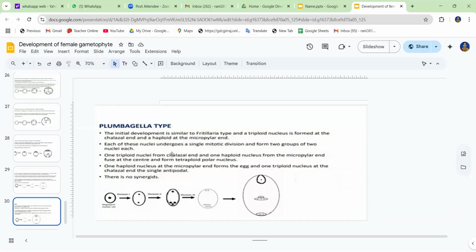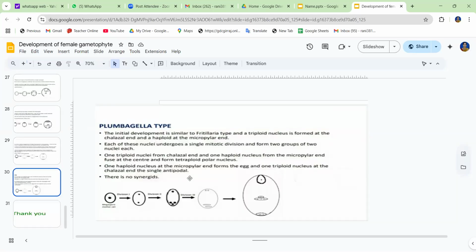So 1 triploid nucleus from the chalazal end and 1 haploid nucleus from the micropylar end fuse at the center portion and form a tetraploid polar nucleus. The 1 haploid nucleus at the micropylar end forms the egg cell, and the 1 triploid nucleus at the chalazal end forms the single antipodal cell. In this, there are no synergids and no other cells. This is the Plumbagella type.